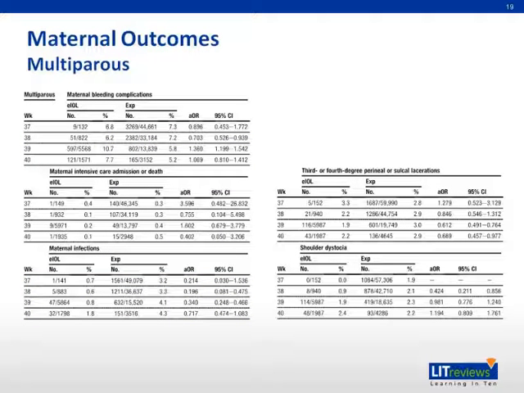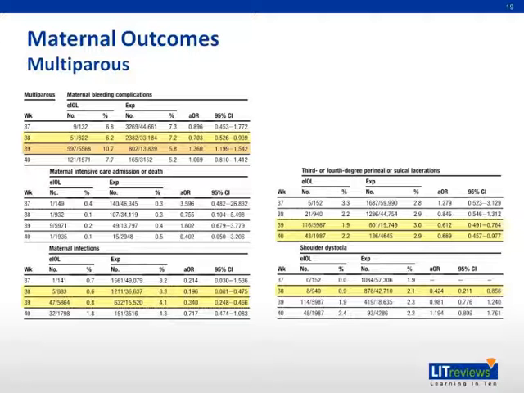In this slide, we see the maternal outcomes in multiparous women. Highlighted in yellow, we have significant difference in which elective induction of labor had better outcomes than expectant management. Highlighted in orange, we have significant difference in which expectant management had better outcomes than elective induction of labor. In maternal bleeding complications, elective induction of labor had better outcomes than expectant management at 38 weeks. However, at 39 weeks, expectant management had better outcomes than elective induction of labor.